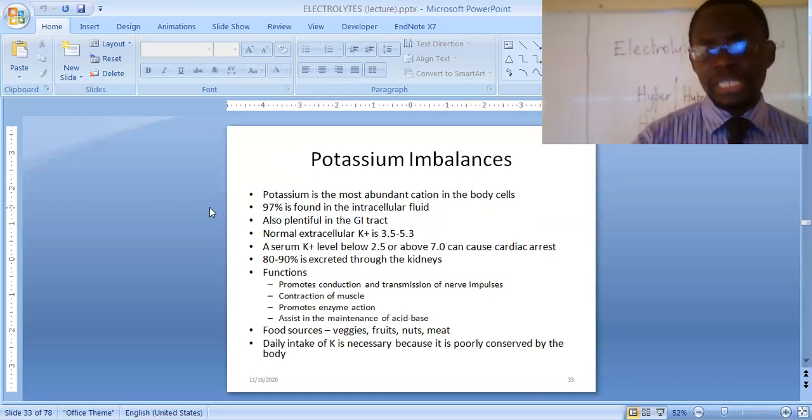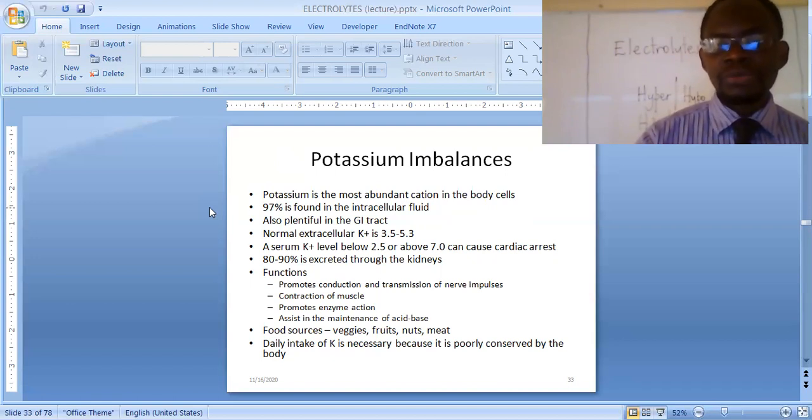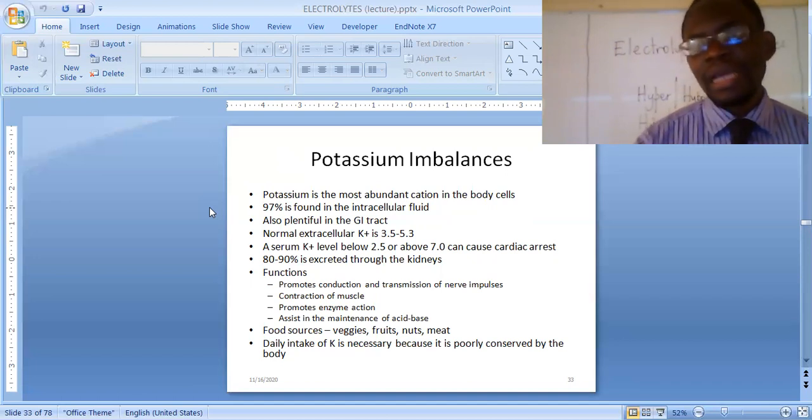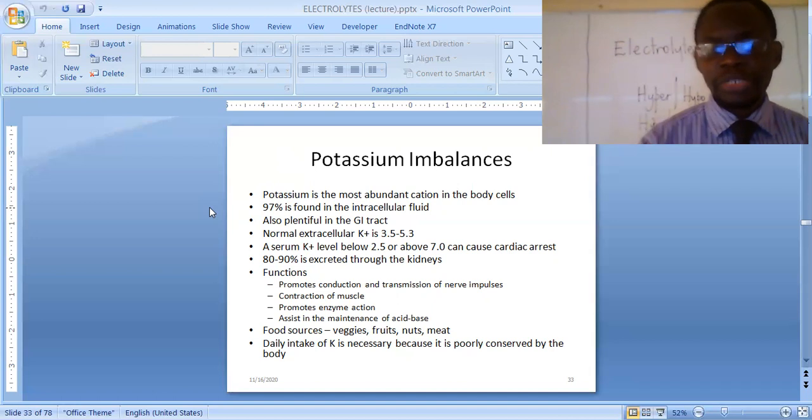90% is excreted through the kidneys. And then nervous impulse transmission, muscle contraction, enzyme action, maintenance of acid base, as we shall see. All these are the functions of potassium. What are the foods? Vegetables, fruits, meat, potatoes, things like yellow bananas. All these are rich in potassium.